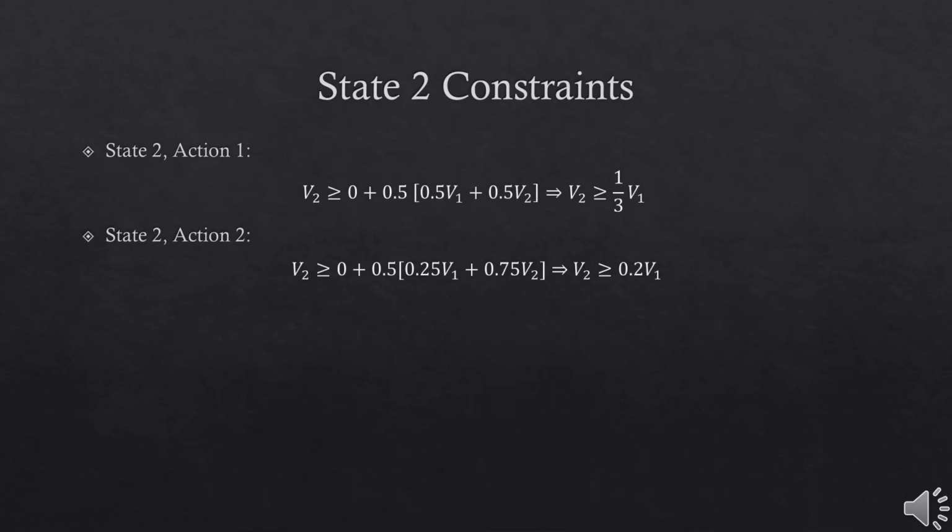We repeat the same procedure for state 2. Because state 2 has 2 possible actions, we obtain 2 additional constraints. When comparing these constraints, one provides a stronger lower bound on the value of state 2. In optimization terminology, this constraint is more restrictive. As we will see shortly, the tighter constraint plays an important role in determining the optimal solution and identifying the optimal action in state 2.